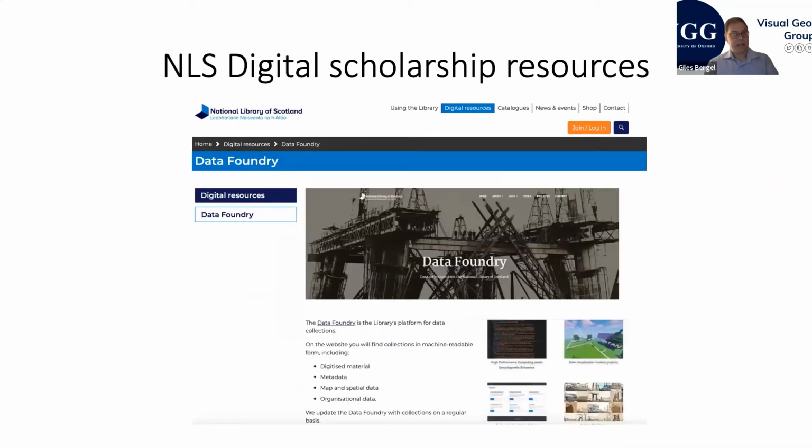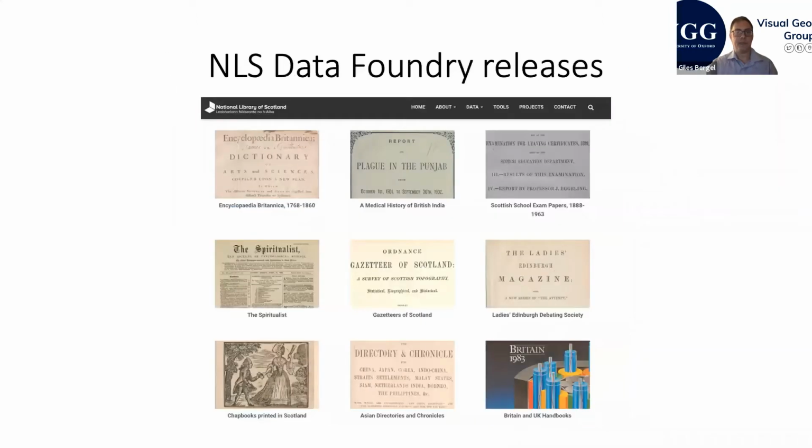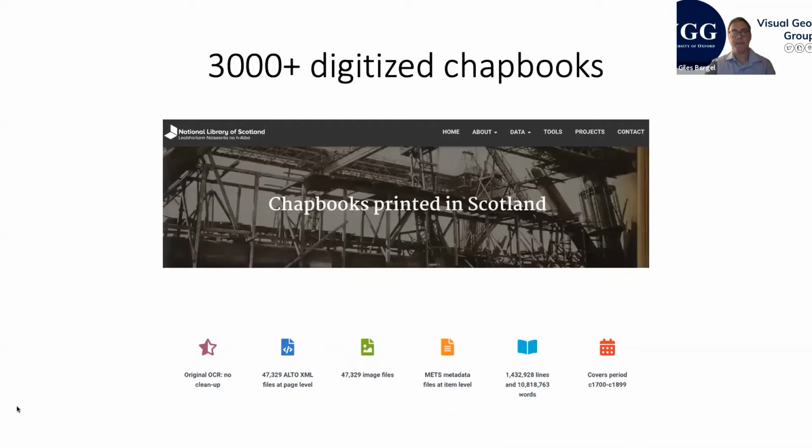To that end, the NLS maintains a data foundry, a collection of open curated data sets. And here are some of them. These all look slightly similar in this slide here, but they're actually diverse. And there's actually also a much bigger range of them than this slide shows. But in this view, you can see it includes Chapbooks, for instance, Scotland at the bottom there, which is a set of over 3,000 digitized chapbooks, images, metadata about those images, and OCR of their text. Really available and packaged, zipped up in a way that makes them extremely easy and very convenient to use in a digital scholarship project like mine.